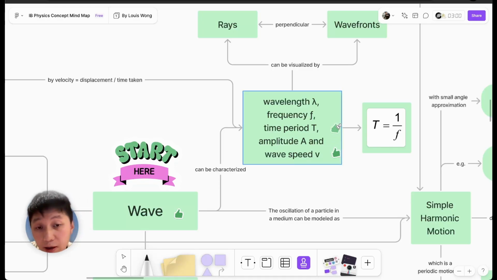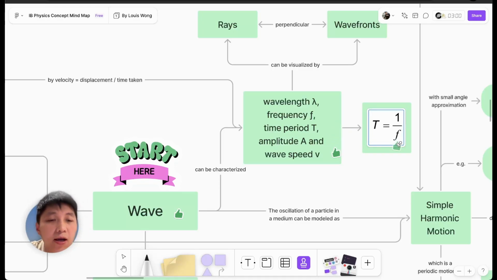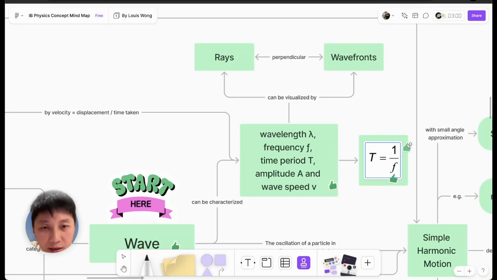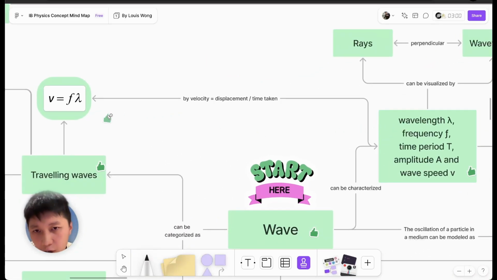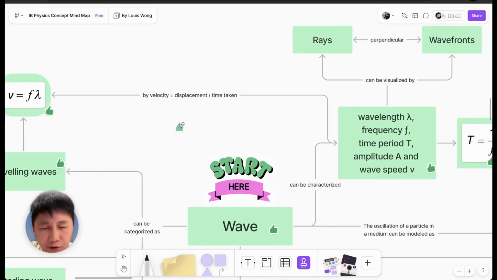One of them, the time period, has a relationship with the frequency, which are inverses of each other. And then we can also describe it by simply velocity equals displacement over time to derive the formula v equals f lambda. I'm sure you all know that.